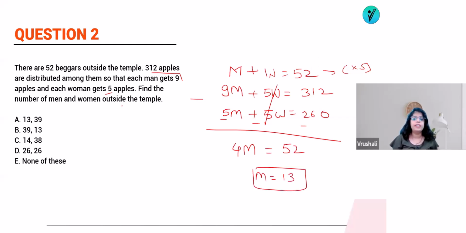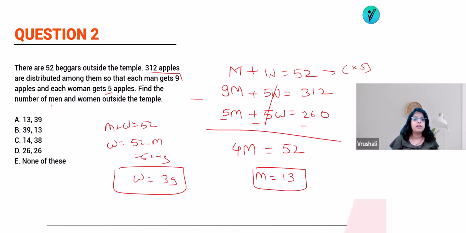Out of 52, if men plus women is equal to 52, out of which men are 13. So women will be 52 minus men, that means 52 minus 13. So number of women will be 39. So they have asked you men and women, so it will be 13, 39. Option number A will be the answer. Easier. Now let's jump on the next question.